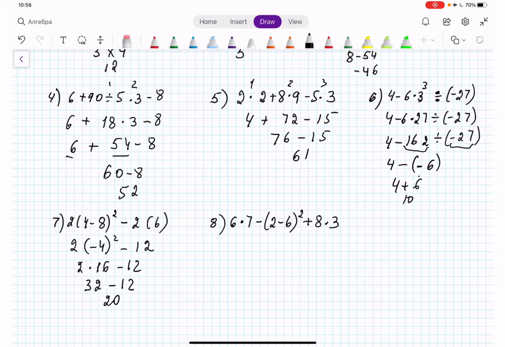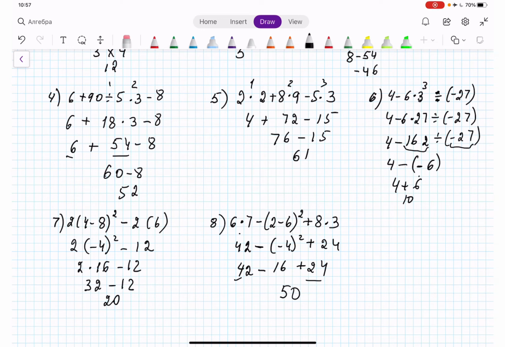Now, because they are not depending on each other, I can do multiplication, subtraction in parentheses, square, and then multiplication at the same time. So 6 times 7 is 42, minus 2 minus 6 is going to be negative 4 squared, plus 8 times 3 is 24. 42 minus negative 4 squared is 16, plus 24. Now I can solve it any way I want. I'm adding 42 and 24. It's going to be 66 minus 16. It's going to be 50.